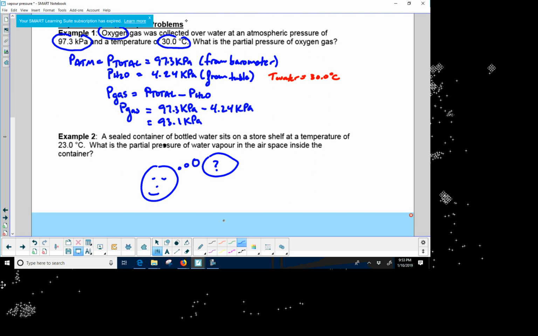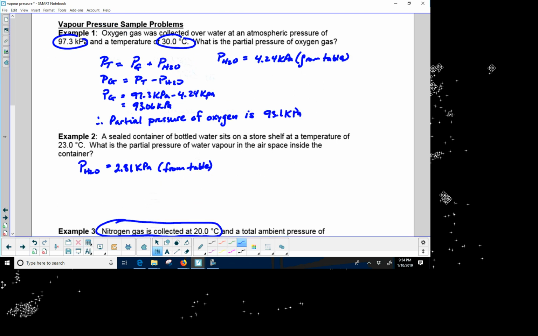So let's look at a quick example here. We've got oxygen gas collected over water at a pressure of 97.3 kPa. So this would be the pressure of the barometer, the P total. This is the pressure in the air. The 30 degrees is the temperature of water. So what I do is I look up the water vapor pressure at 30 degrees. You look it up, it's going to be 4.24 kPa. I know that the total pressure is 97.3. You find the difference, and the pressure just due to the gas is 93.1 kilopascals. So that's what you typically do.